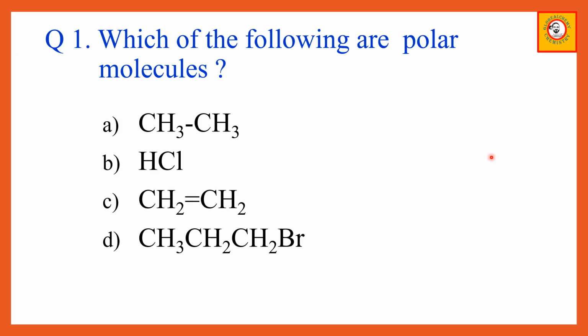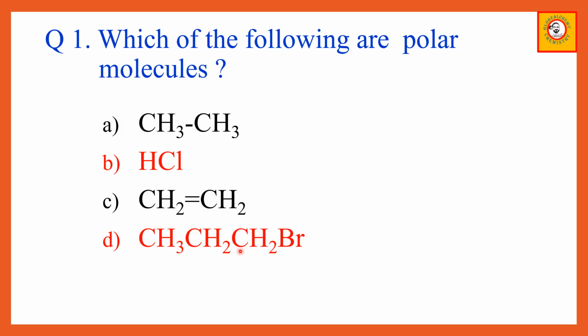Question 1. Which of the following are polar molecules? The answer is HCl and CH3CH2CH2Br. In HCl, the hydrogen atom has electronegativity 2.2 and chlorine 3.16.